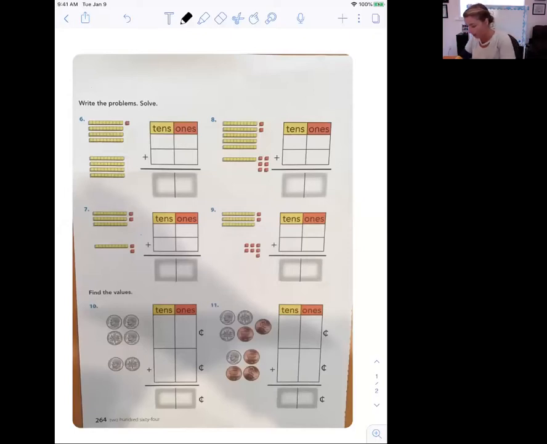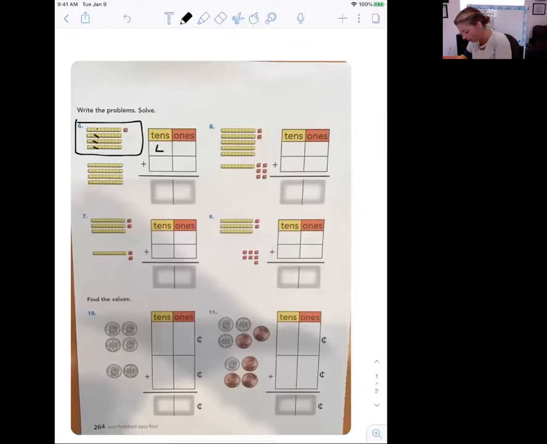So let's look at number 6. First, we got to count the tens. Remember, this first picture is what we're counting first, okay? So let's see how many tens. 1, 2, 3, 4. 4 tens. And how many ones? 1. Now let's count the other picture. How many tens? 1, 2, 3, 4. 4 tens. Uh-oh, are there any ones? No, there are not. So we're going to put a 0 in the ones column.